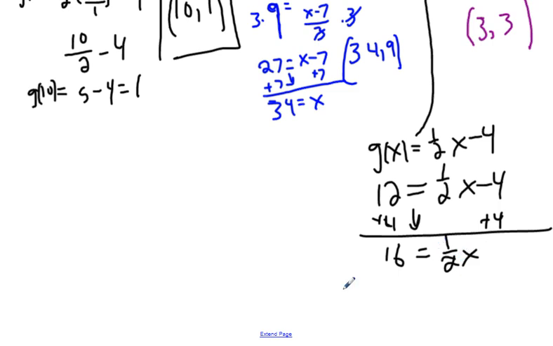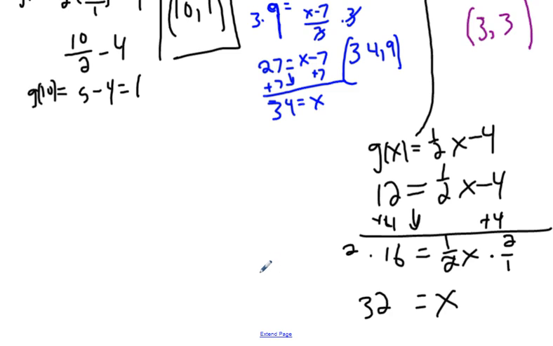So I could divide both sides by half, but I prefer to multiply by the reciprocal of this coefficient right here, by the multiplicative inverse. So I'm going to multiply this side by 2 over 1, multiply this side by 2, which is the same as 2 over 1. Whatever I do to one side, I do to the other. So on the left-hand side, I have 32. And if I multiply 1 half by 2 over 1, everything cancels each other out, and I'm just left with 1x or x. So x equals 32.